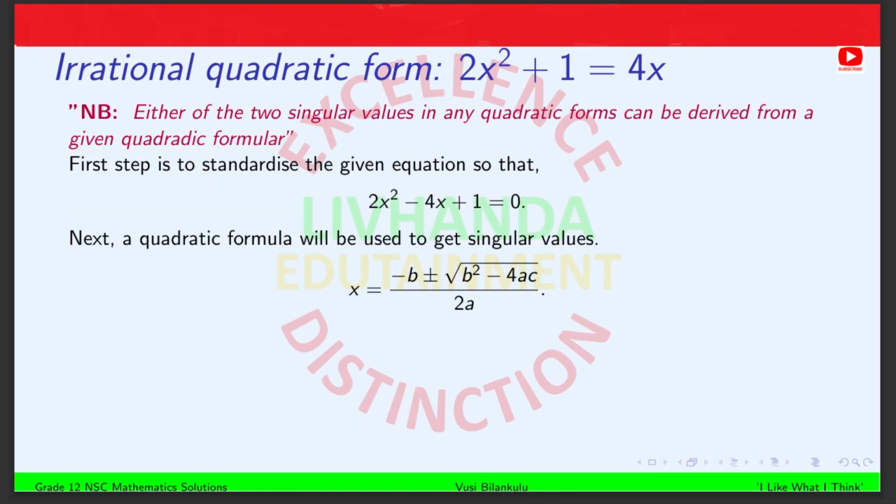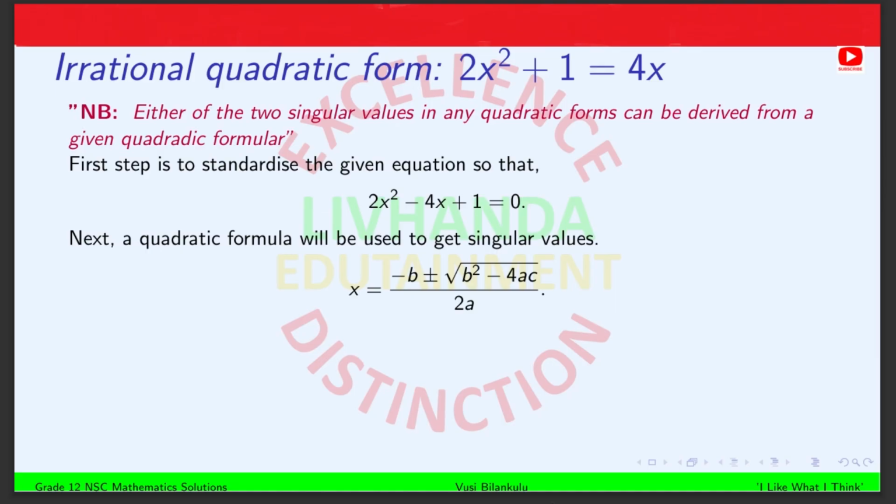Next, the problem is to solve for x in the equation given as 2x squared plus 1 equals 4x. The first step standardizes the given equation. The equation becomes 2x squared minus 4x plus 1. Notice that the roots of this equation are irrational. As such, the quadratic formula can be used.